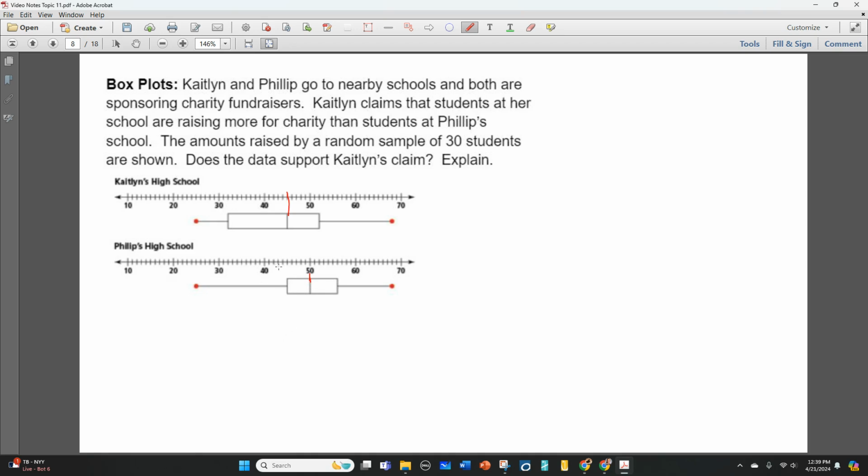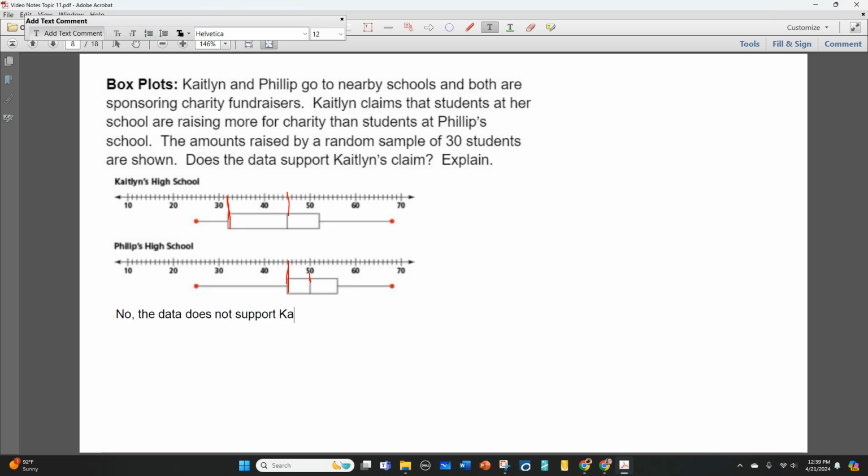If we look at quartile 1, we're at 45 for Philip, but we're down at like 32 for Caitlin. So I would say that the data does not really support Caitlin's claim. So no, the data does not support Caitlin's claim. The maximum and minimum are the same, but the spread of the data varies quite a bit within.